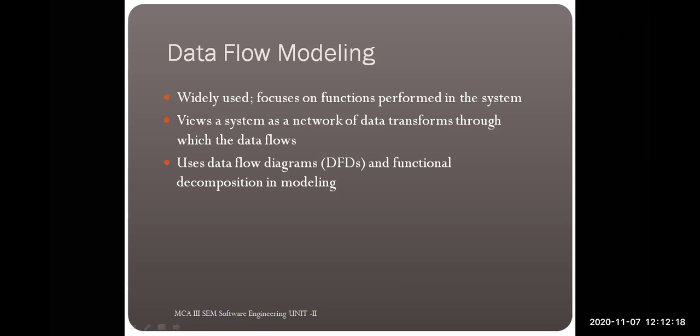Similarly, when we consider a system as a network, if we are trying to represent a software system as a network, what happens in the network? Data will be transferred through the network from one place to the other place. So to understand that concept, like transformation of data from one place to the other place, we are using data flow modeling or data flow diagrams to represent them.